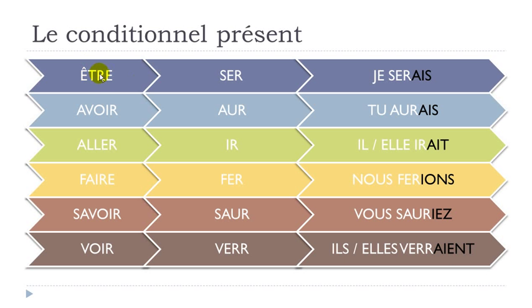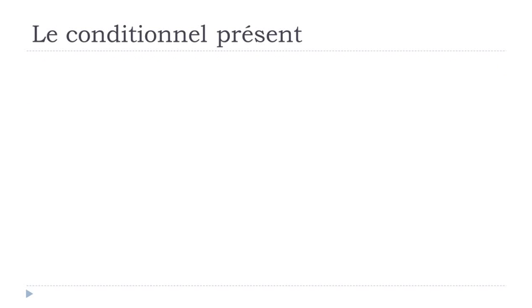So, être, to be, je serais. Avoir, to have, tu aurais. Aller, to go, il irait, elle irait. Faire, to do, nous ferions. Savoir, to know, vous sauriez. Voir, to see, il verrait, elle verrait. Alright, so one more list of exceptions.